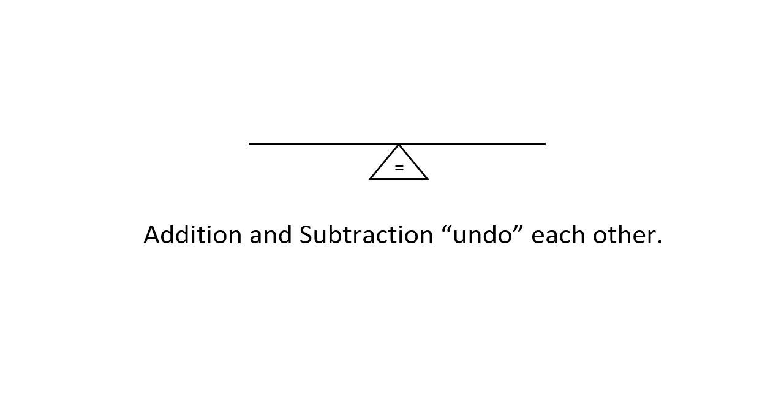So to wrap this up, it's important that you look at every equation as sitting on a teeter-totter with the equal sign being the fulcrum. You must keep the equation balanced by doing the same thing to both sides of the equation. And also remember that addition and subtraction undo each other.